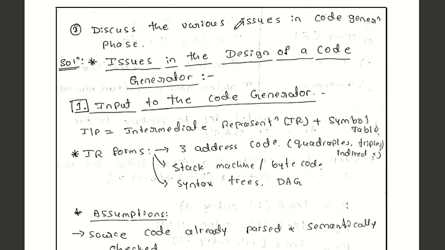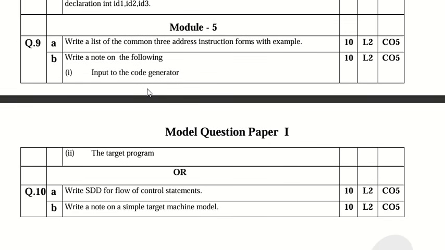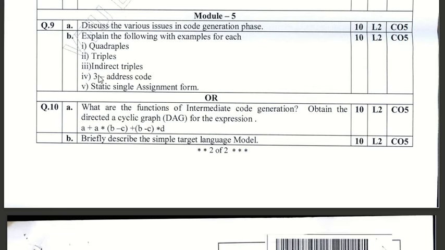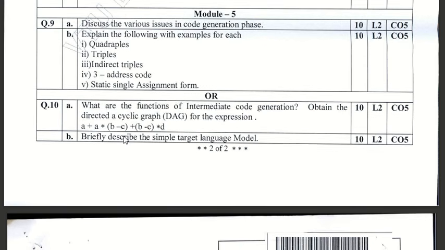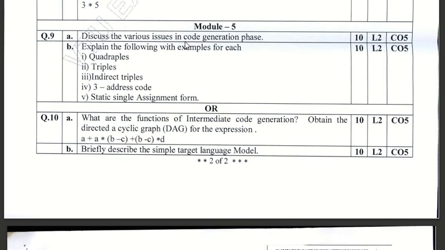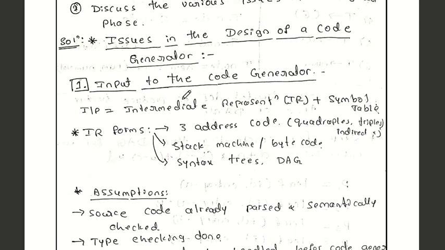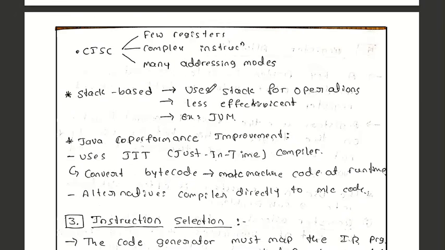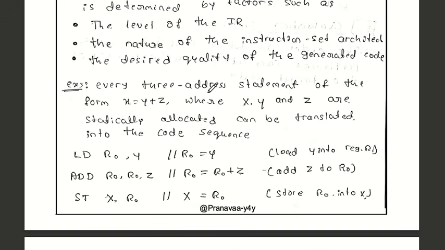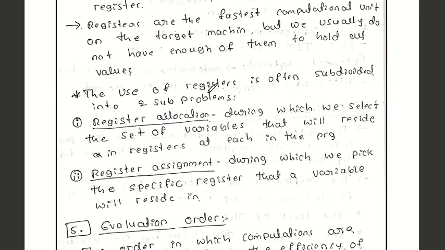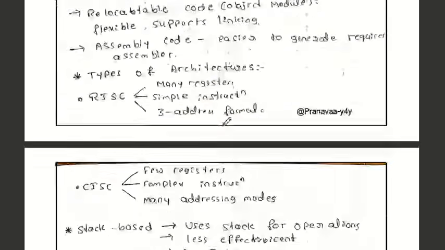Second one: discuss the various issues in code generation. This question is again from the previous year question paper, I think. For this question you need to answer that there are 5 issues: input to the code generator, then the target program, instruction selection, register allocation, and finally evaluation order. Let's see one by one.